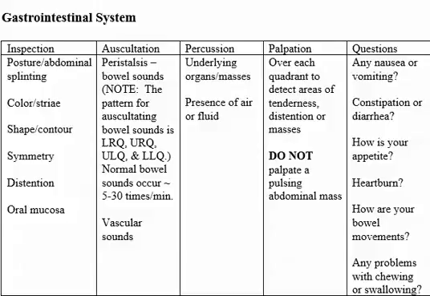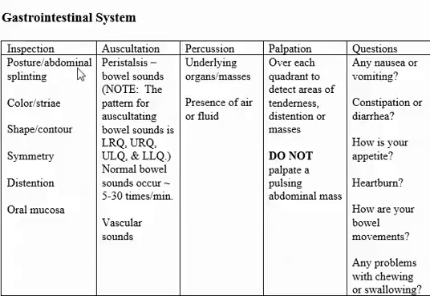Today we're going to talk about the gastrointestinal system. I want you to first of all notice the order in which we do this part of the physical assessment. We're going to inspect, then auscultate, percuss, and the last thing we're going to do is palpate. The reason you do it in this order is because if you percuss or palpate prior to auscultating, it could distort the bowel sounds. So let's talk about inspection first.